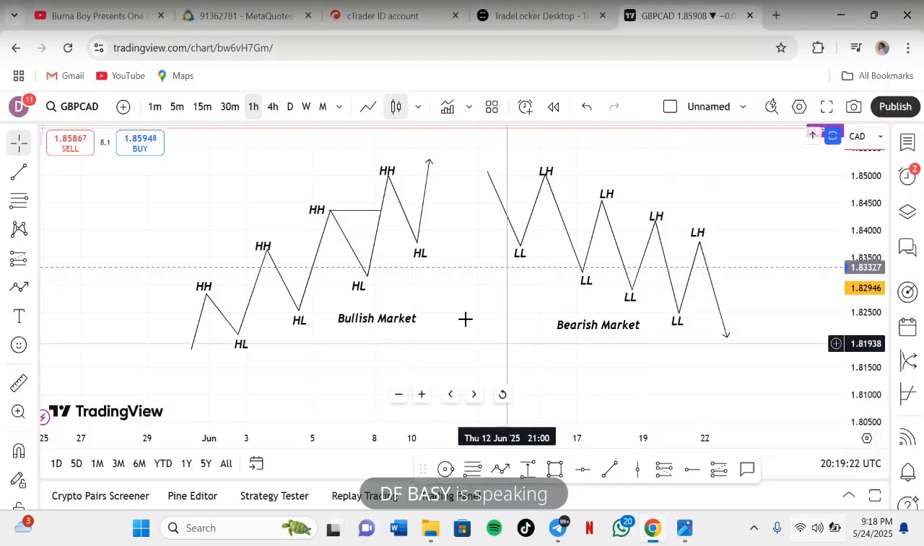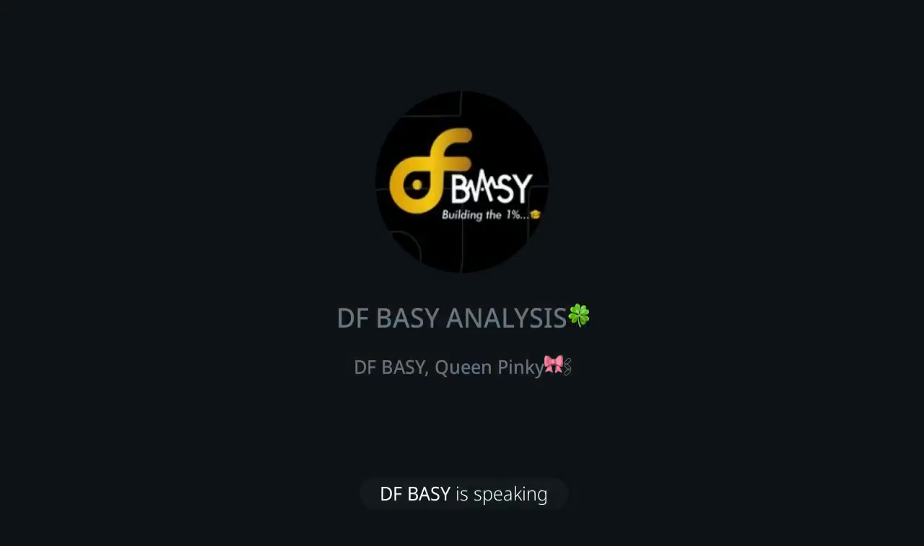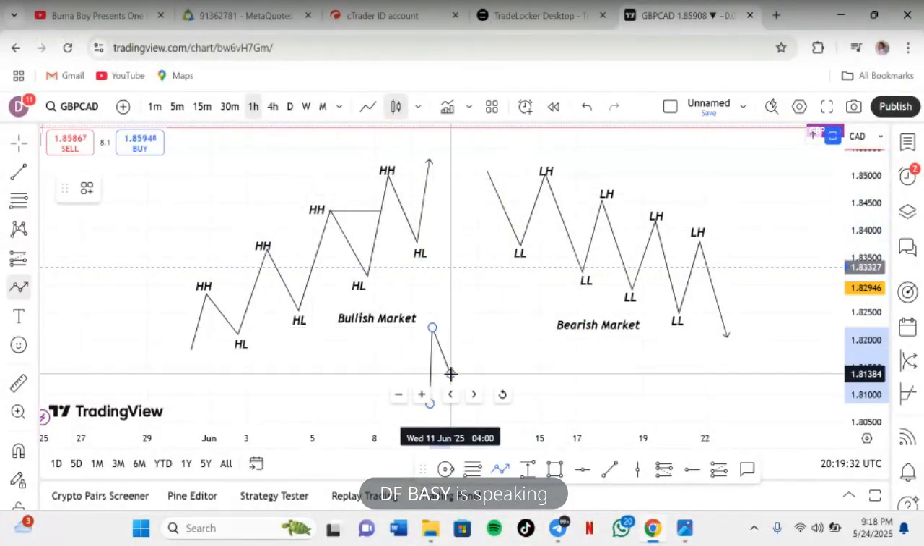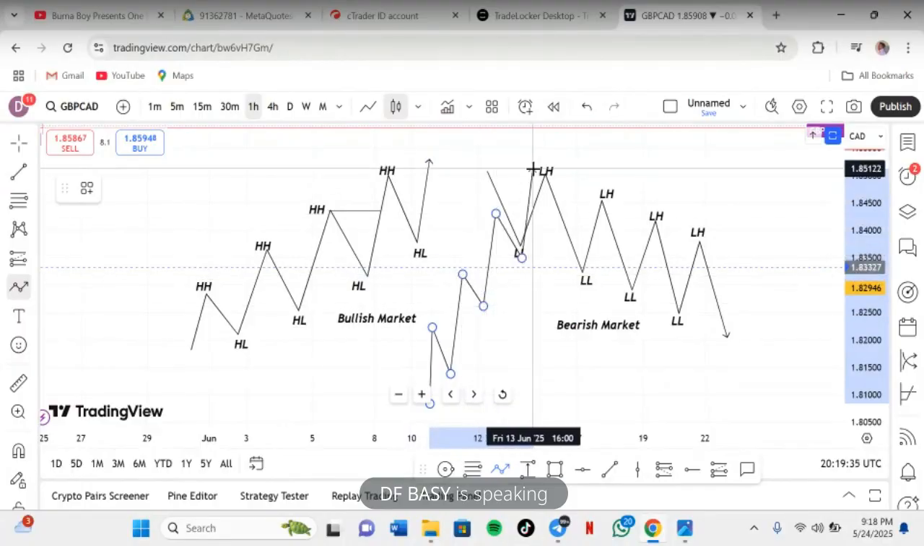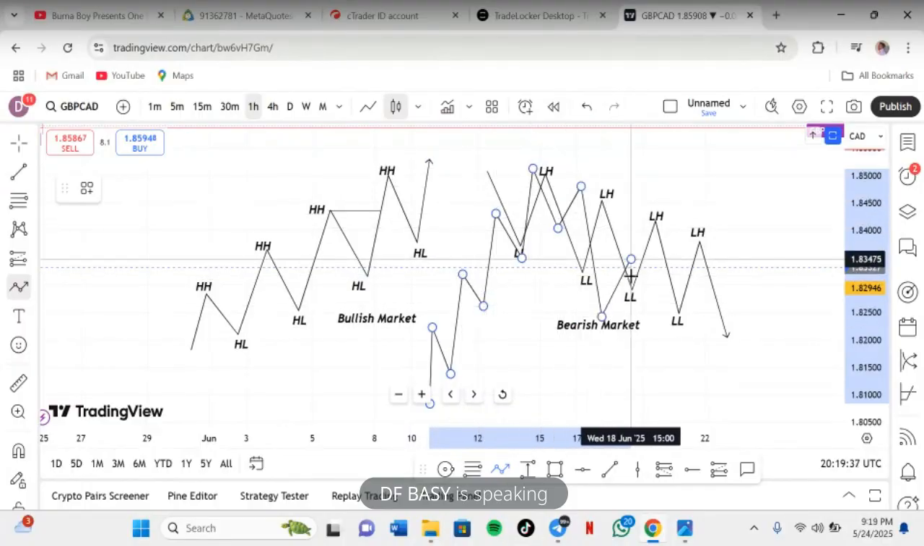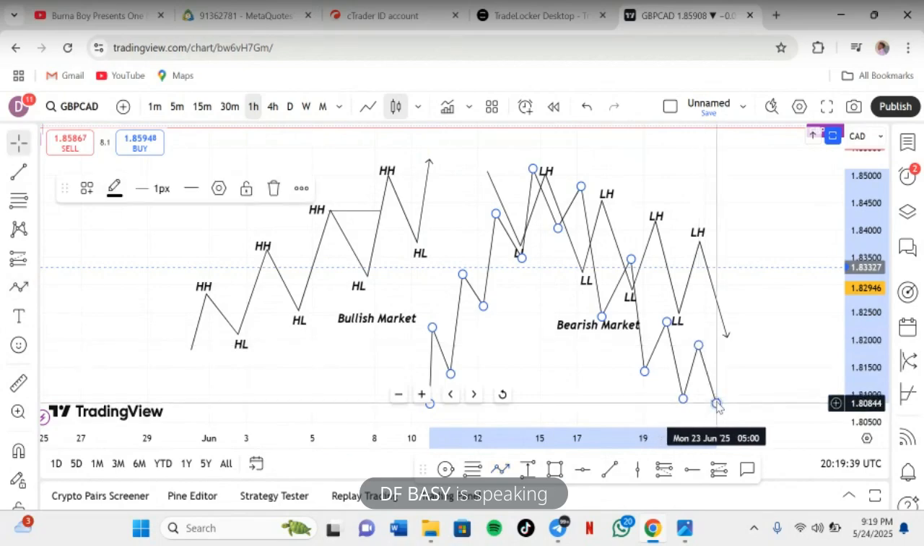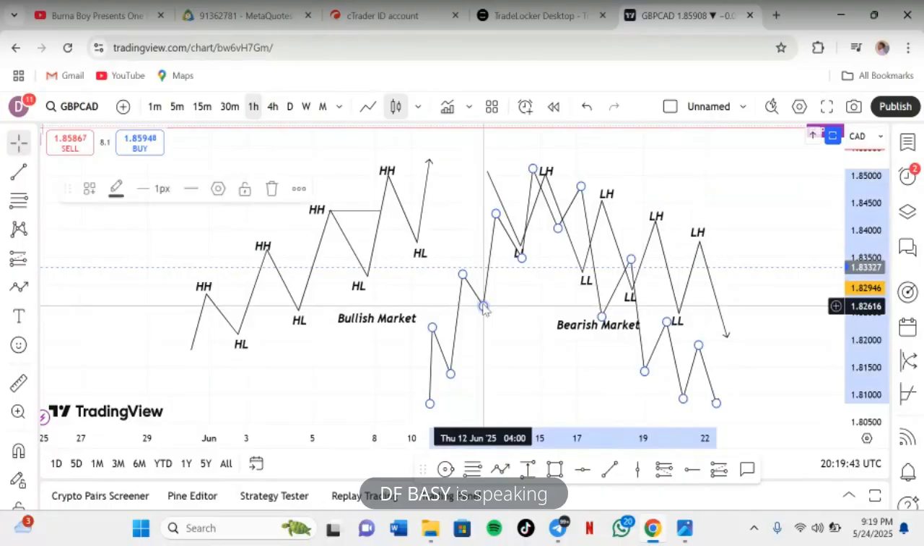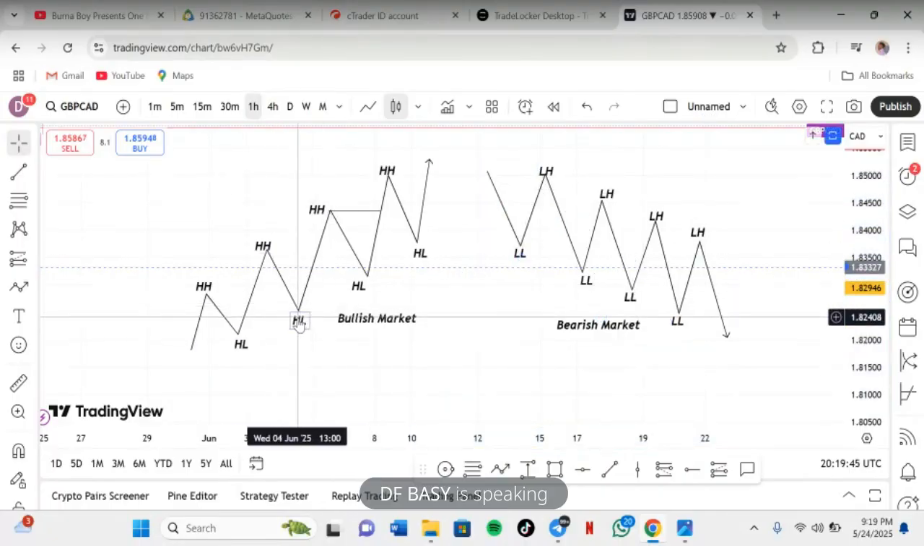So the market is just creating zigzags. If it's going up, zigzags to the upside, right? If it's going down, zigzags to the downside, right? So creating lower lows and lower highs for the bearish market, then higher highs and higher lows for the bullish market.